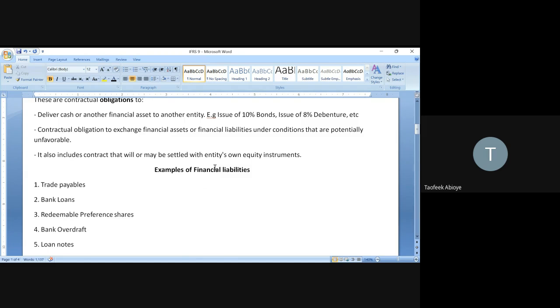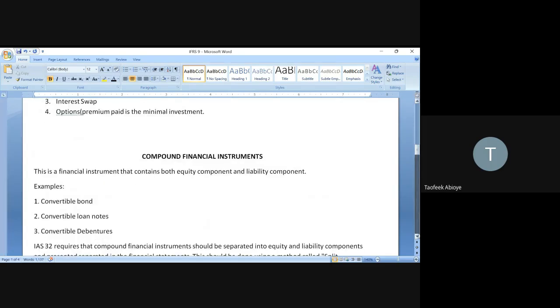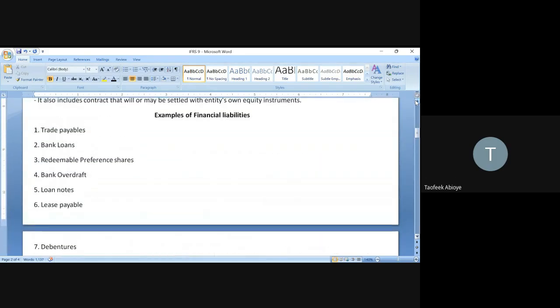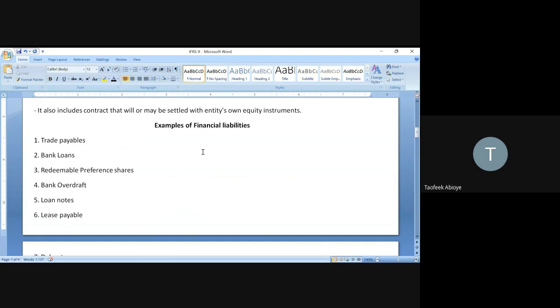Now, examples of financial liability. We have trade payables. The opposite of trade receivable is what? Trade payables. And what is trade payables? When I'm owing my creditors, when I'm owing my supplier money, and it must be settled within 1 year, it is trade payables. Bank loan: when I go to the bank and collect a loan, it is a financial liability. Redeemable preference shares.